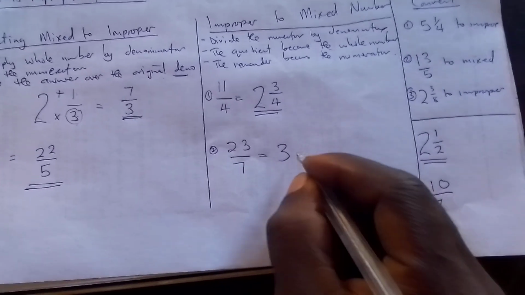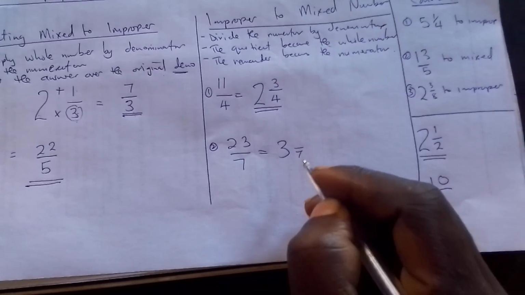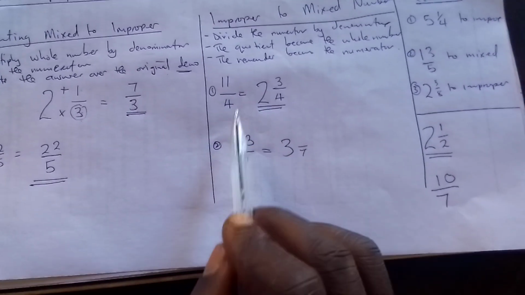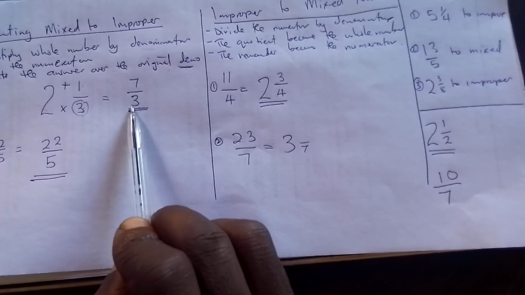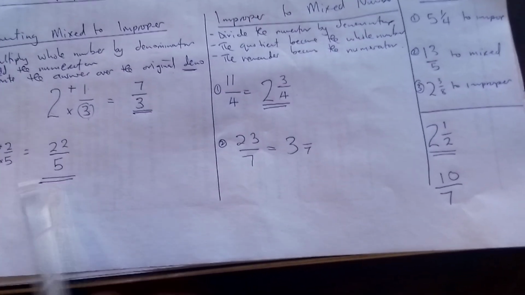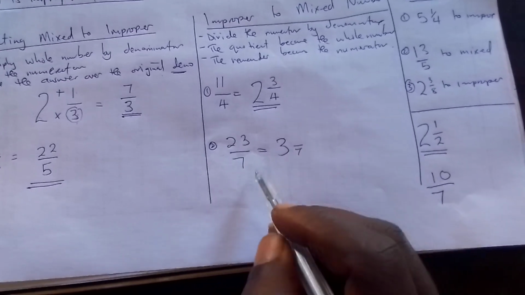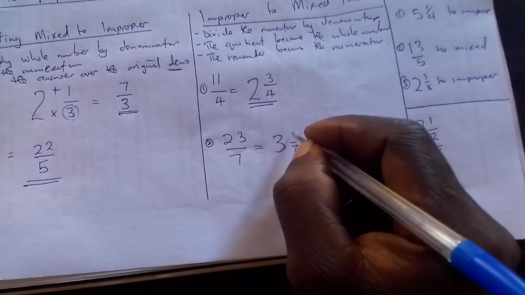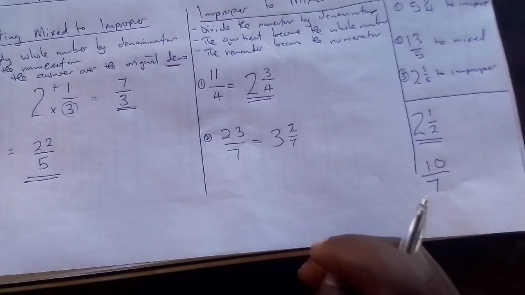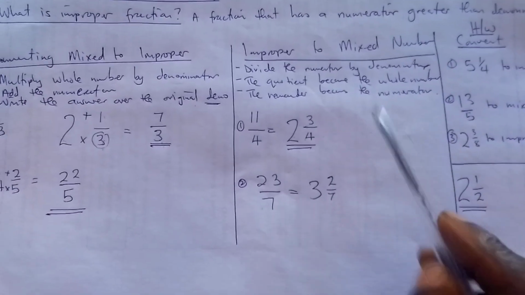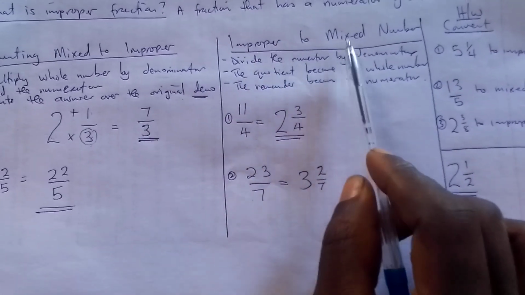So already our denominator is 7, and like here our denominator is 4. The denominator doesn't change. You can see here the denominator doesn't change. Even here the denominator doesn't change. So what is the difference between 21 and 23? It's 2. This is how we can convert improper to mixed number.